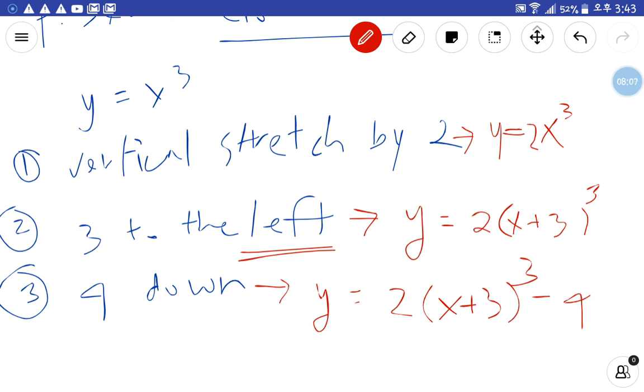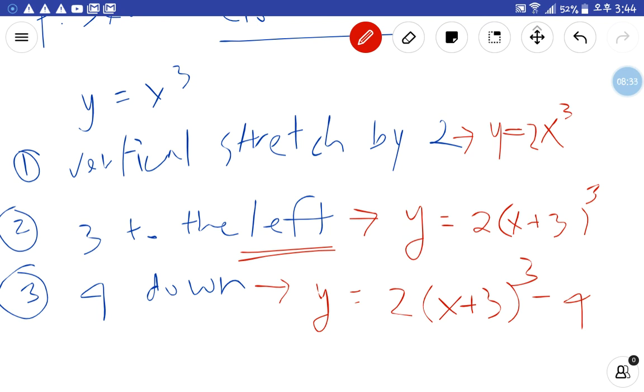So let me summarize it one more time. If you want to move to the left, you are going to have x plus something. If you want to move to the right, you are going to do x minus something. If you want to move up or down, if you want to move up, you are going to plus k. If you want to do the 4 down, you are going to do the minus 4, which is a minus k.